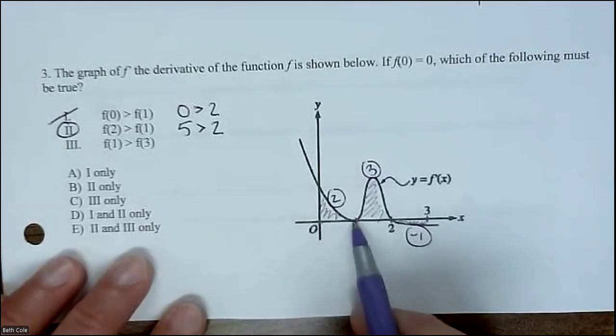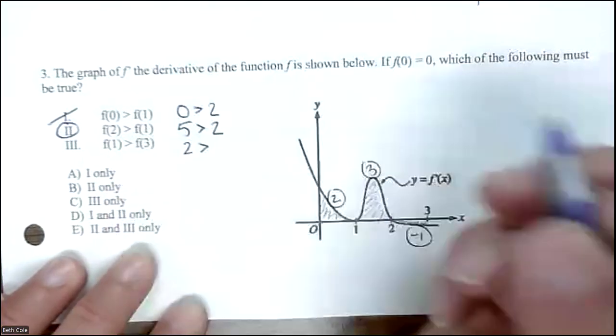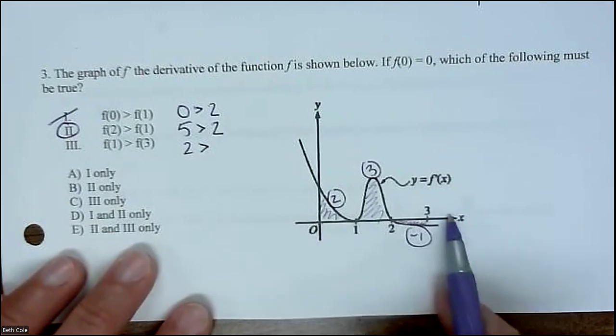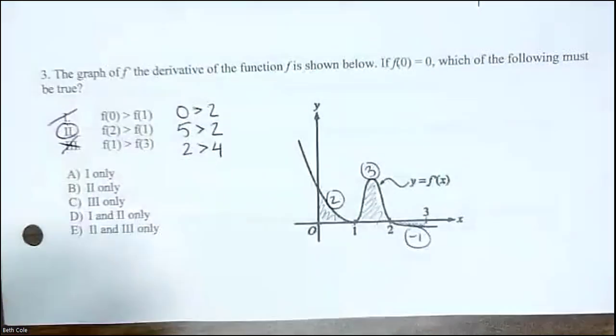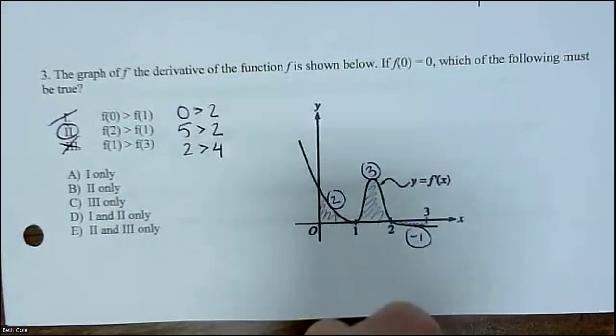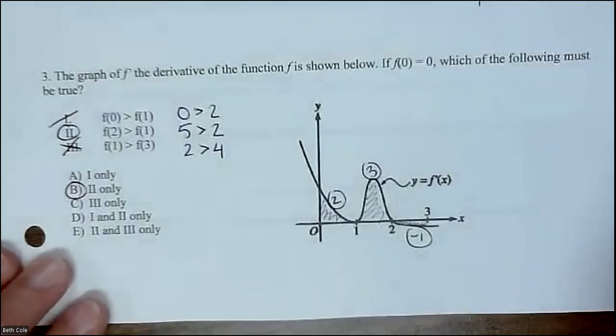F of 1, we would say, is 2. F of 3, okay, that's the whole everything, be 4. Is that true? No. All right, so which one is our answer then? B as in beluga.